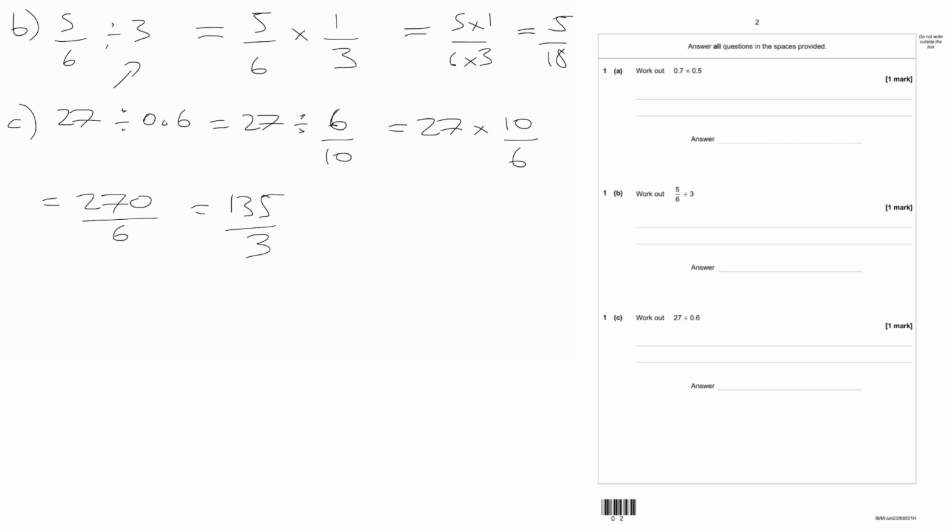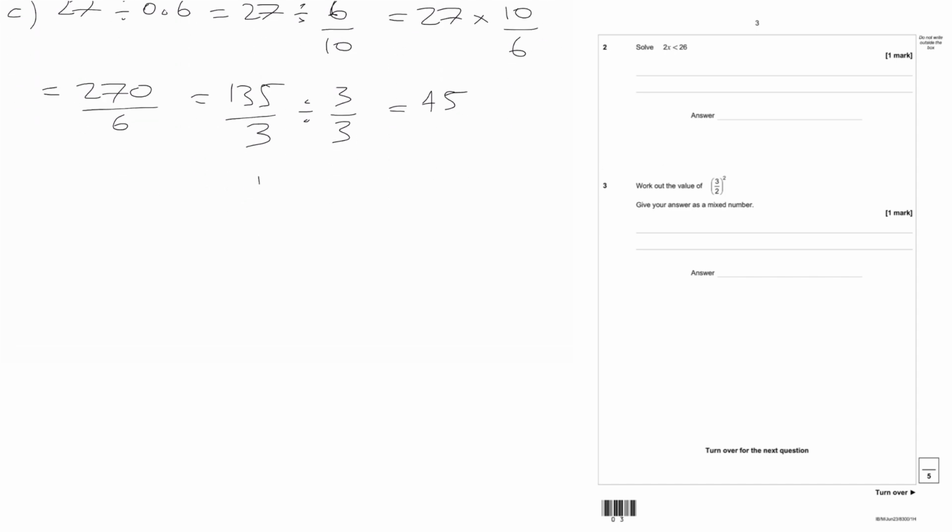Can we do any more to that? Yes, we can actually. We can divide by 3 over 3, and that equals 45. Yeah, just equals 45. Moving on.